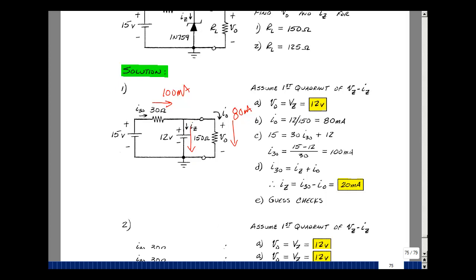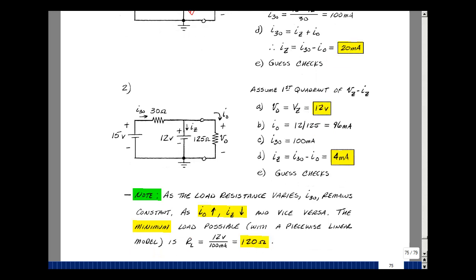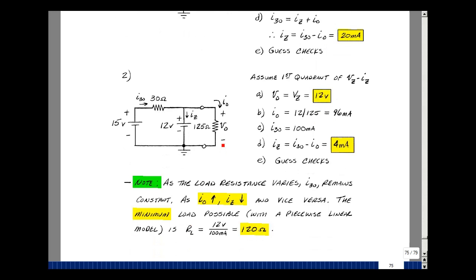Suppose that the load changes. But if this was 125 ohms, it would again be the voltage across here and the current through the Zener diode. We have 12 volts across the load because this is bigger than 12, so current's going to flow in this direction. And the current that flows in the load is going to be 12 volts now divided by 125 ohms, or 96 milliamps. We've got more current in here. Current in here is still the difference of these two node voltages divided by 30, and that's going to give me a current here of 100 milliamps, just like before. Now there's only 4 milliamps in here. Our guess checks having current flow in this direction.